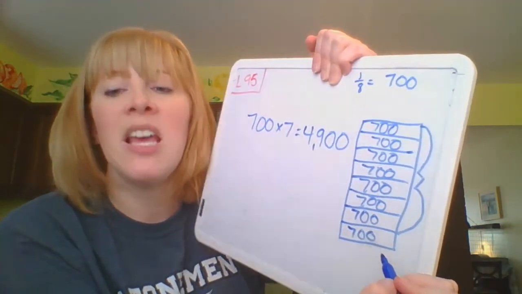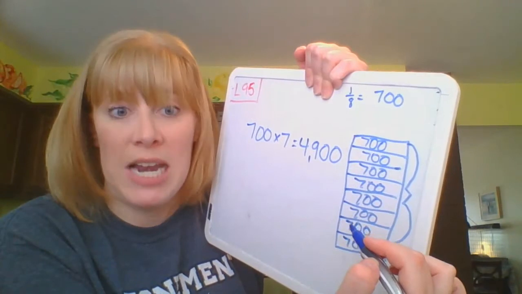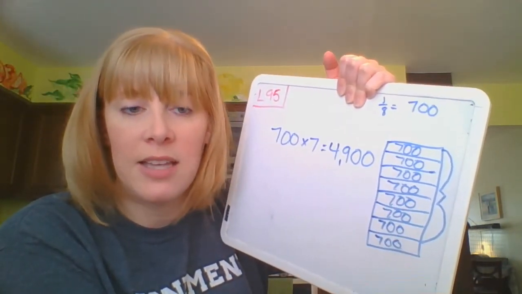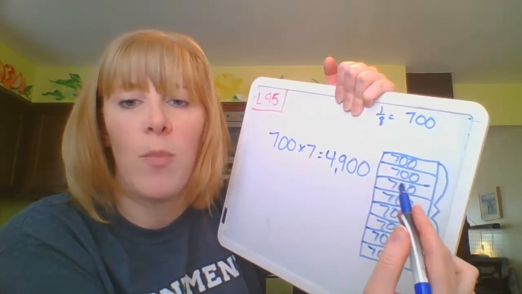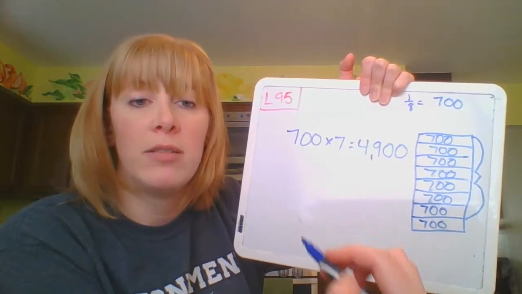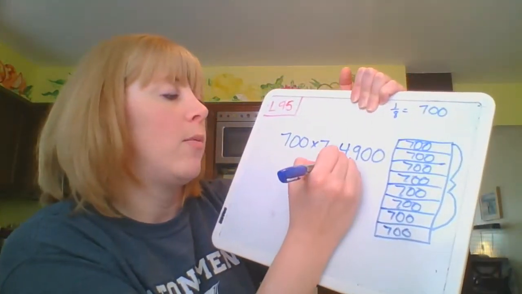were wearing wristbands. So now I have that illustrated, and I can either do repeated addition and add 700 7 times, or then I can go back and do my multiplication. 700 times 7 equals 4,900 people. I want to label that.